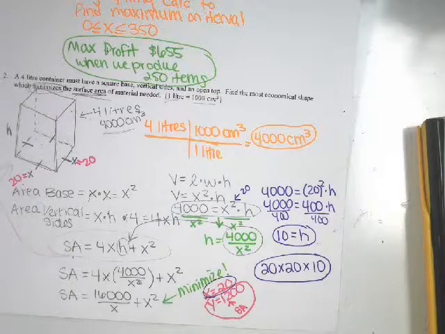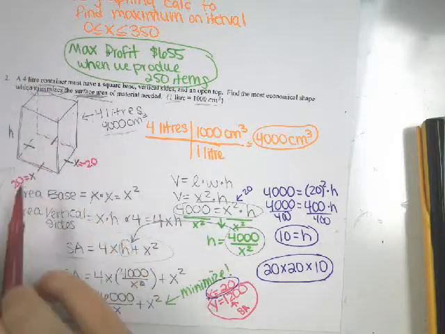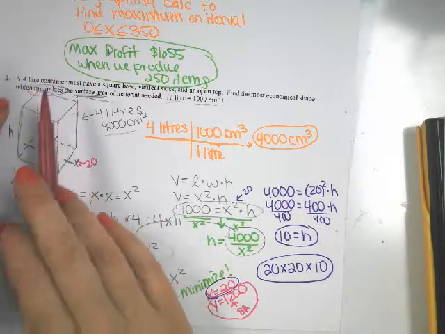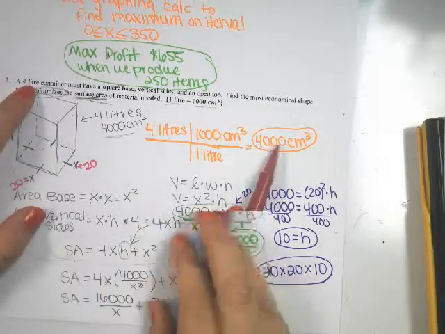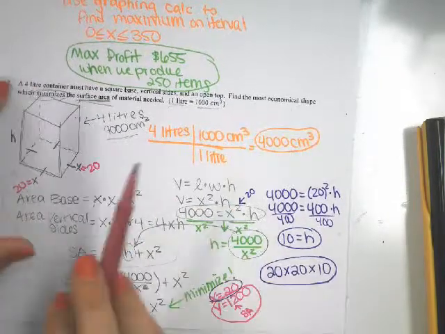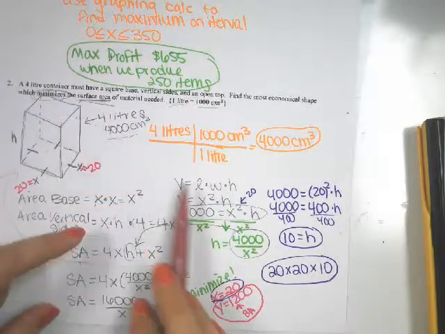So what did we do? That was a lot. There was a lot to that problem. So how did we break this down? The first thing we did is we noticed the information they gave us. They gave us that it was a 4-liter container and that was 4,000 cubic centimeters. So we converted into centimeters. Then we knew the volume.